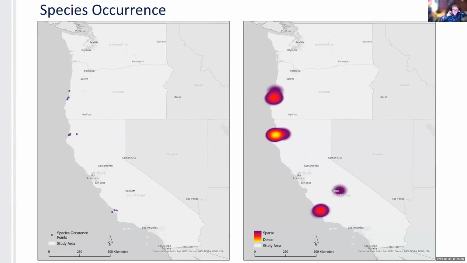Species occurrence points plotted here show distribution along the coast with the highest density in Northern California. And the range is fragmented, but the spatial clustering could be an indication of sampling bias. However, the species occurrence points will still allow the model to determine correlations between these points and climate variables.